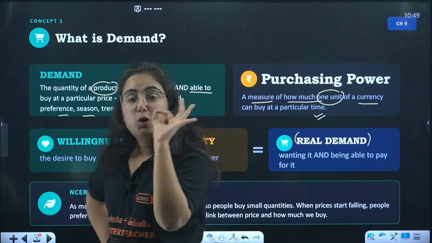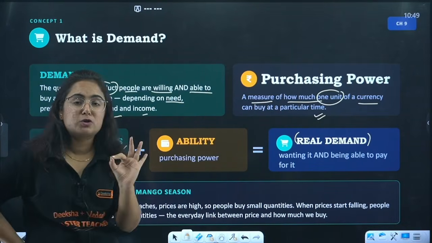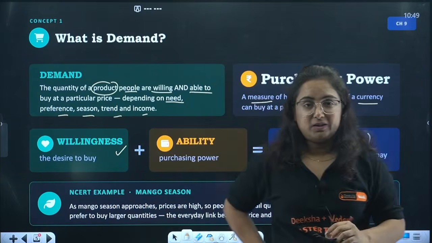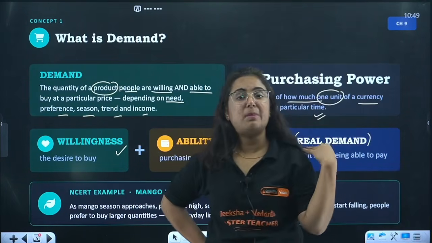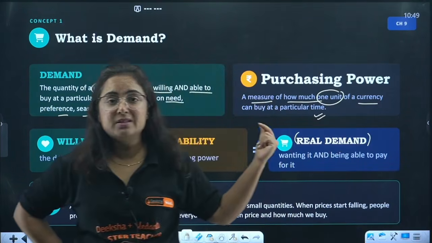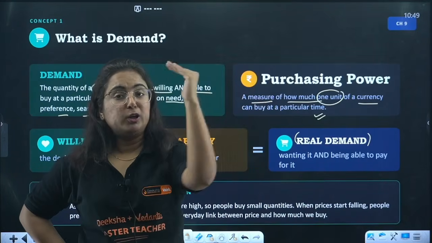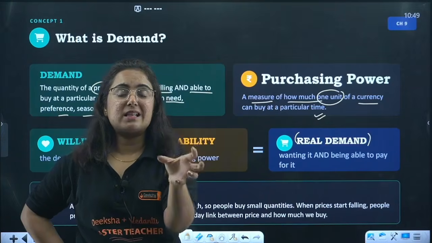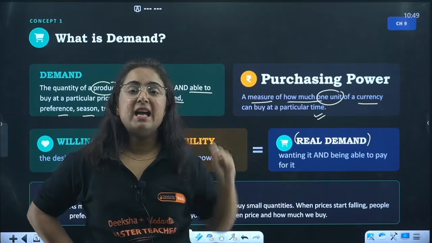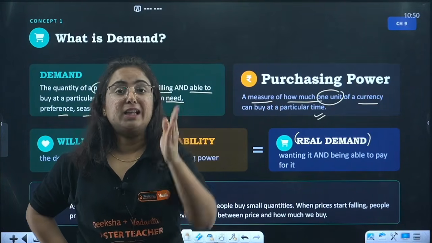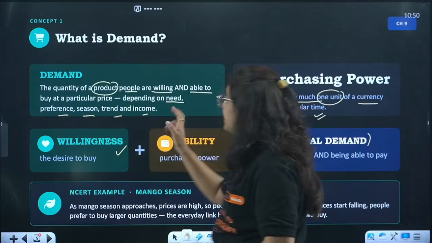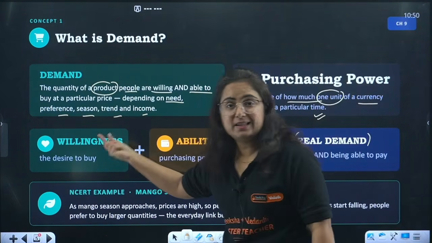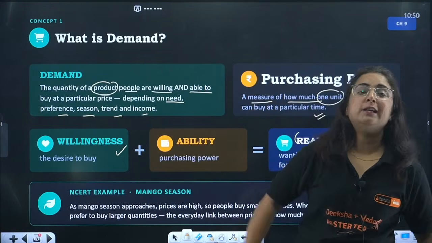A very good example of this is also during COVID-19, when masks were being sold in the market and eventually the demand rose. But do you think that right now the demand for masks is similar to what it was at the time of COVID-19? No. Because demand depends upon various factors: the need, the preference, the season, the trend, as well as the income.